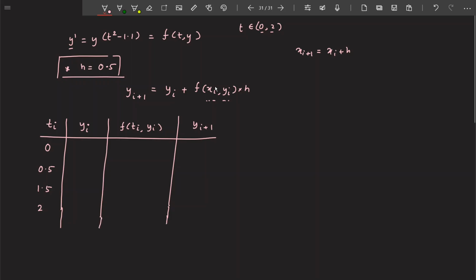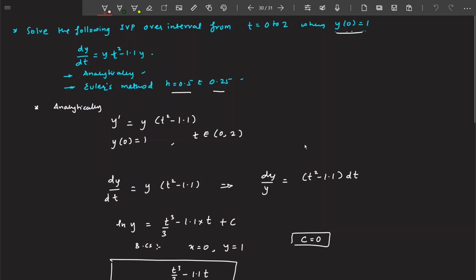Now the next thing is we have to find out the value of yi. But if you see the question, they have also given us the initial value. What is the initial value? If you can recall from the problem, if you want I can just take back to the previous one. So this is the initial condition.